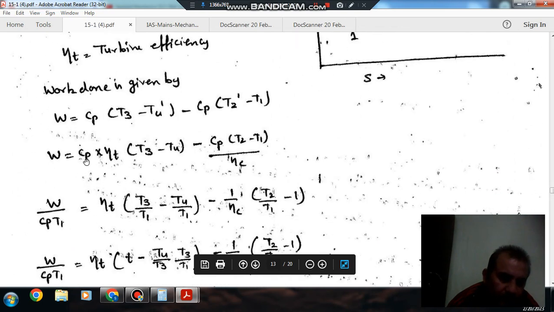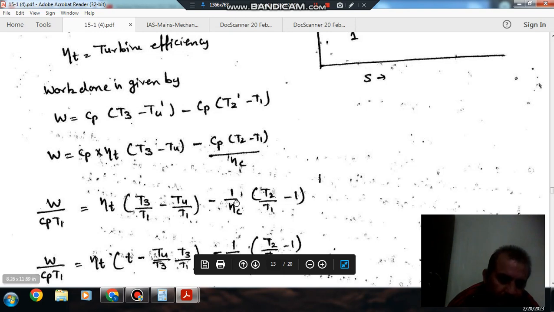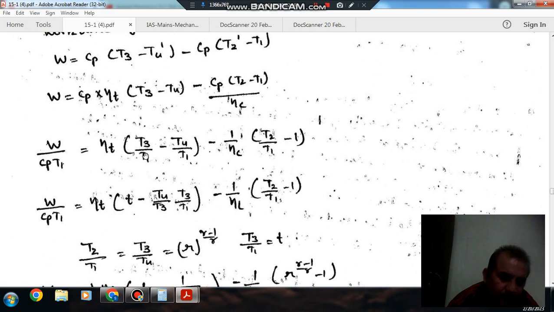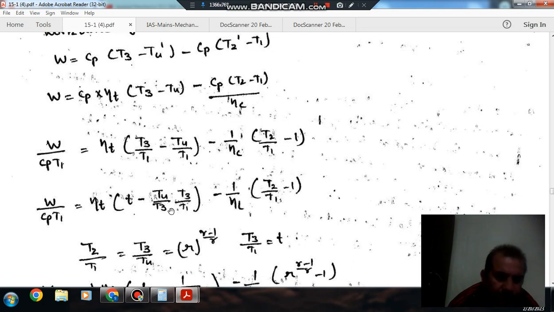Now we can take Cp and T1 as common. So W by Cp T1 is equal to the isentropic efficiency of turbine times (T3 by T1 minus T4 by T1), minus 1 by compressor efficiency times (T2 by T1 minus 1). Now T3 by T1 is a constant quantity because T3 is constant and T1 is constant, so we take it as small t, multiplying and dividing the T4 by T1 term by T3.